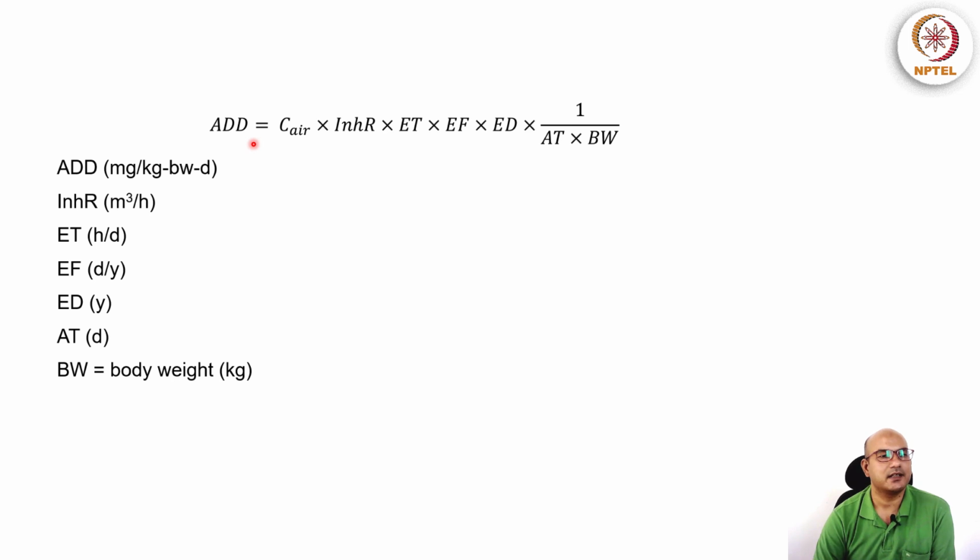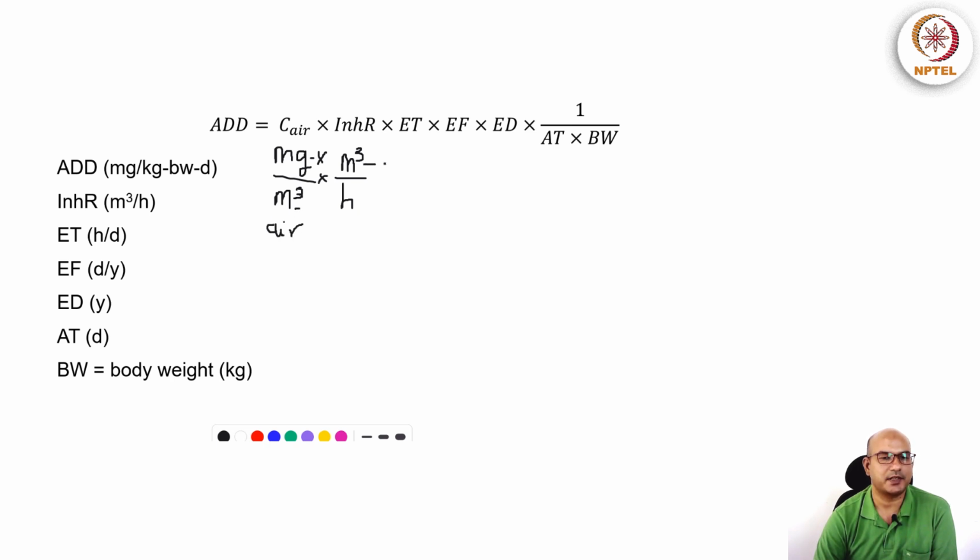So ADD is then equal to C air, which is the concentration in air, and this could be milligrams per meter cube. I will just write the concentration here, milligrams per meter cube. Then the inhalation rate in meter cube per hour, so how much air we are inhaling per hour. So this is milligram of contaminant, I'll just write milligram of X per meter cube of air.